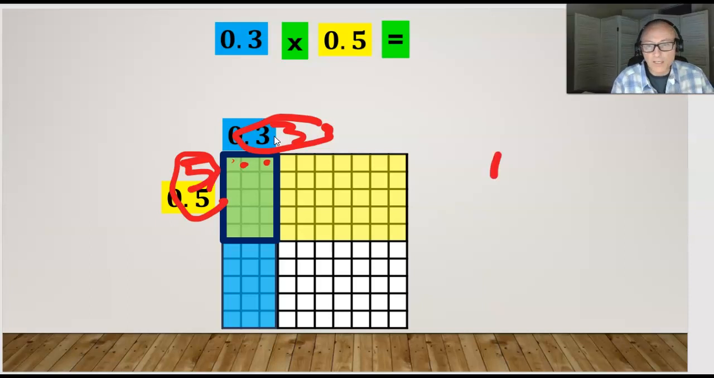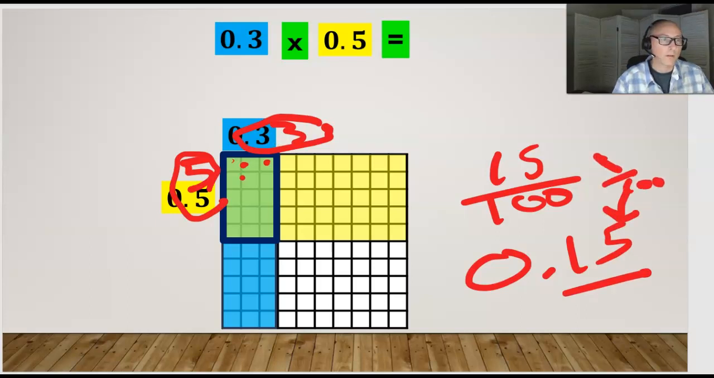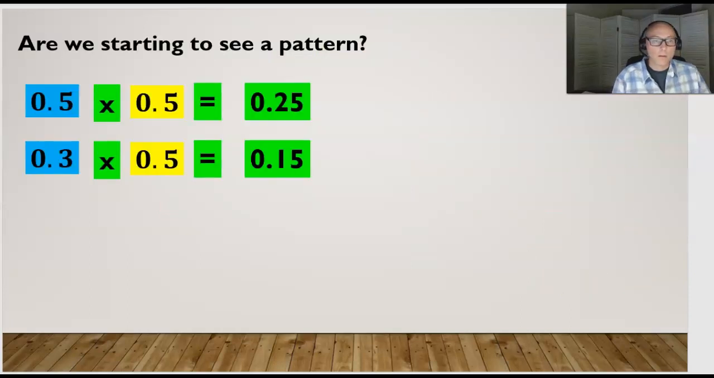Okay, so 15. 15 what? These little guys are each a hundredth. How do you write it as a decimal? 0.15. 15, and the 5 last digit is in the hundredths place. Are we starting to see a pattern? Oh yeah, 5 times 5 is 25. 3 times 5 is 15.